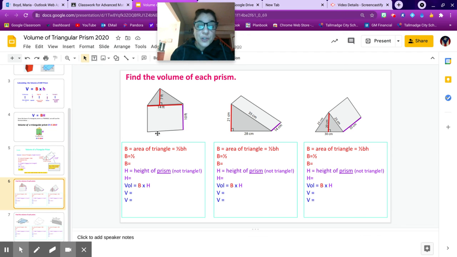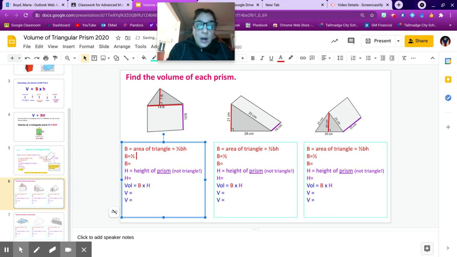So if we look at the first one here, the area of the triangle is going to be 1/2 times base times height. So if I look at my figure, I see my right angle right here. The base and the height of that triangle are 14 and 7. So I'm going to do 1/2 times 14 times 7.